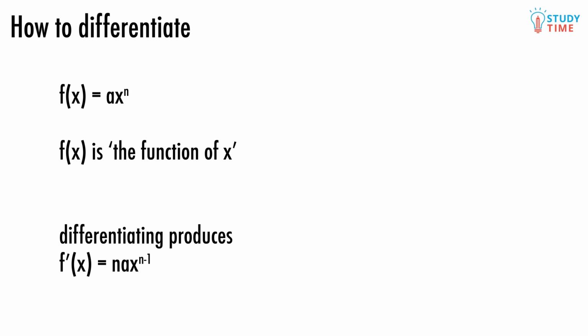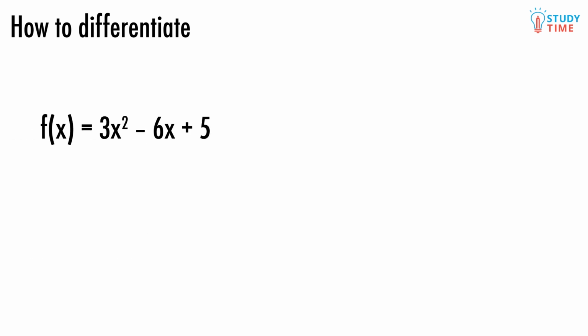When you get given equations that contain more than just one term, how do we differentiate those? What we're talking about is something like this: f of x equals 3x squared minus 6x plus 5. We've got a single equation, but that equation contains a 3x squared, a 6x, and a 5. Well, it's actually really simple. All we need to do is differentiate each term individually, and then string them all back together.